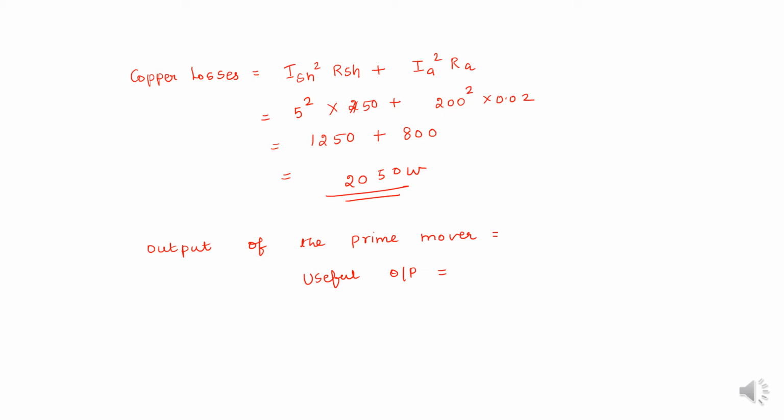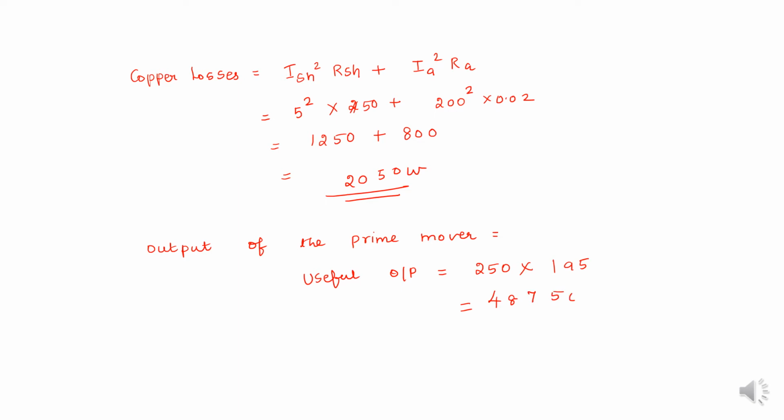In the load, what is the voltage? 250 volt, and what is the current? The current is 195. So multiply both, we will get the useful output. Now I have to multiply 250 into 195, that is equal to 48750.